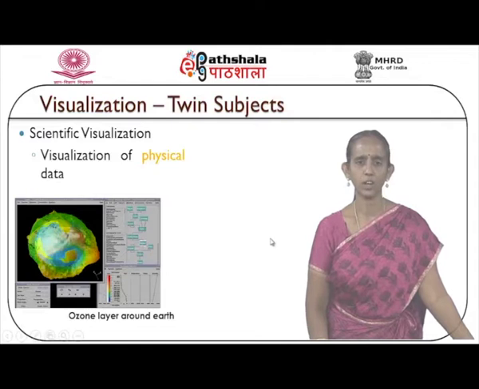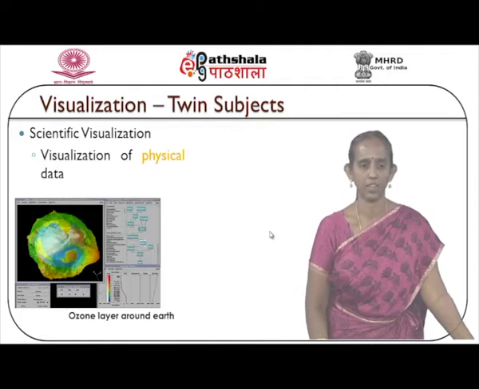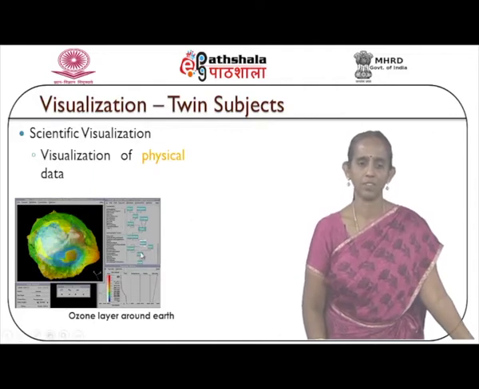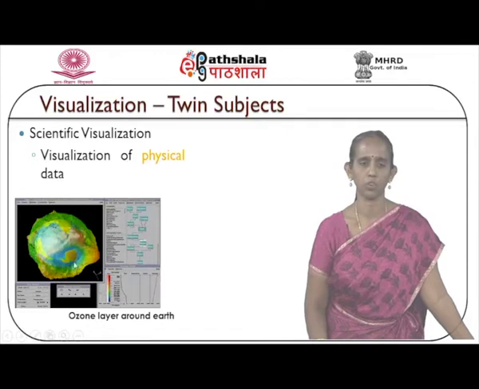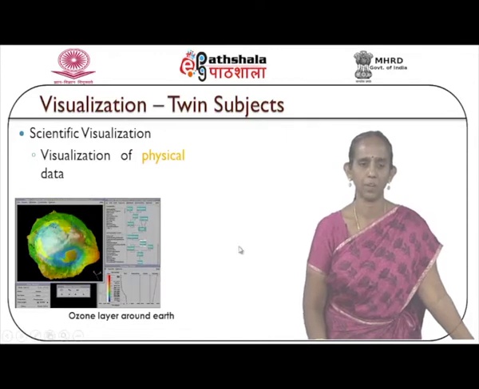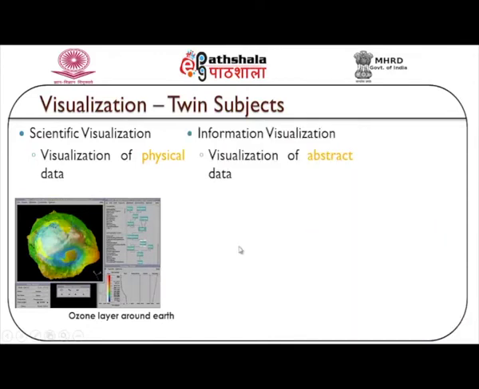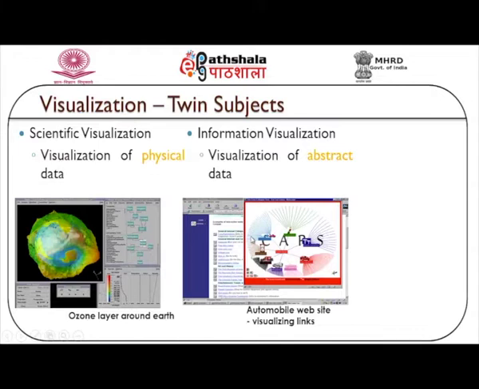If you look at visualization as such, it consists of two subjects. One is scientific visualization, which is visualization of physical data. Here they have given an example: the ozone layer that is present around the earth can be visualized in this manner. The other kind of visualization is information visualization, which is the visualization of abstract data. The example given here is an automobile website, visualizing the links that are available in the automobile website. So, these two are different flavors of visualization.